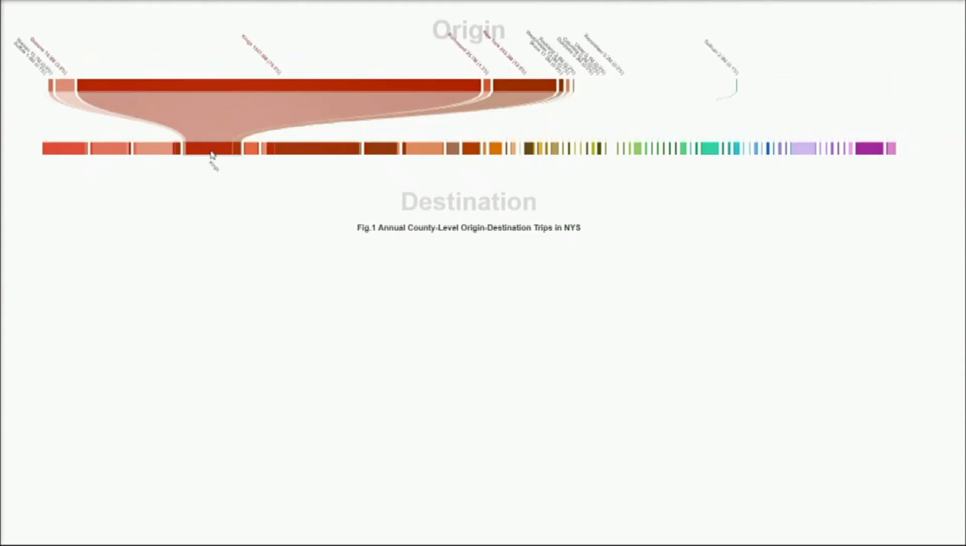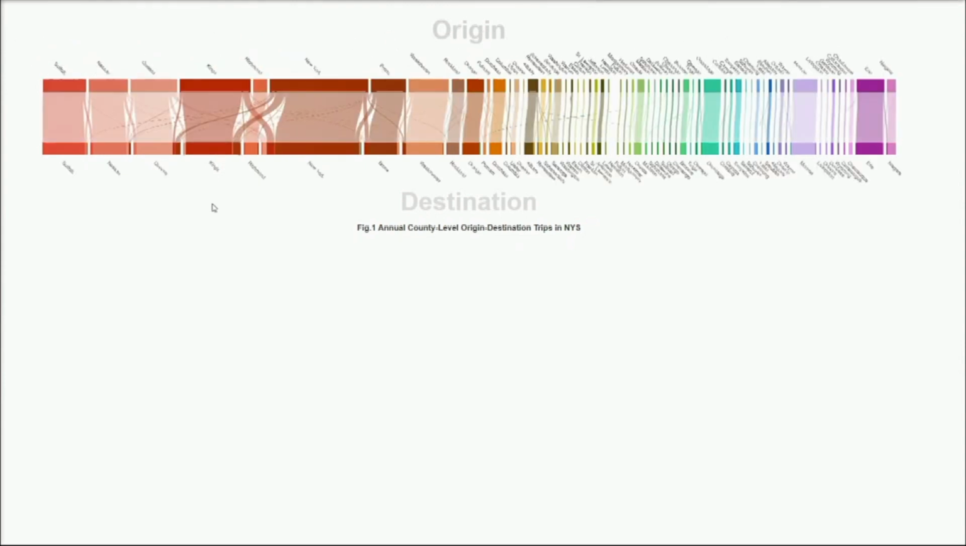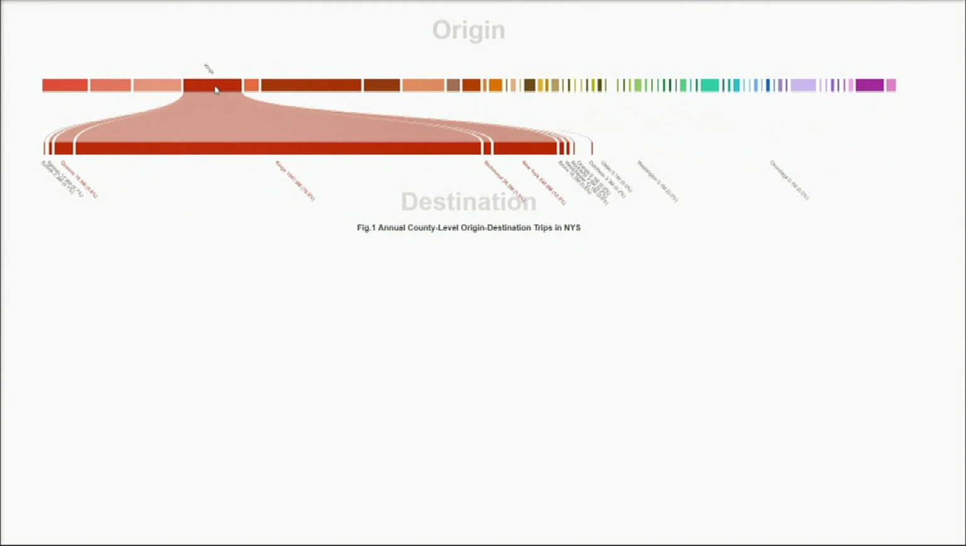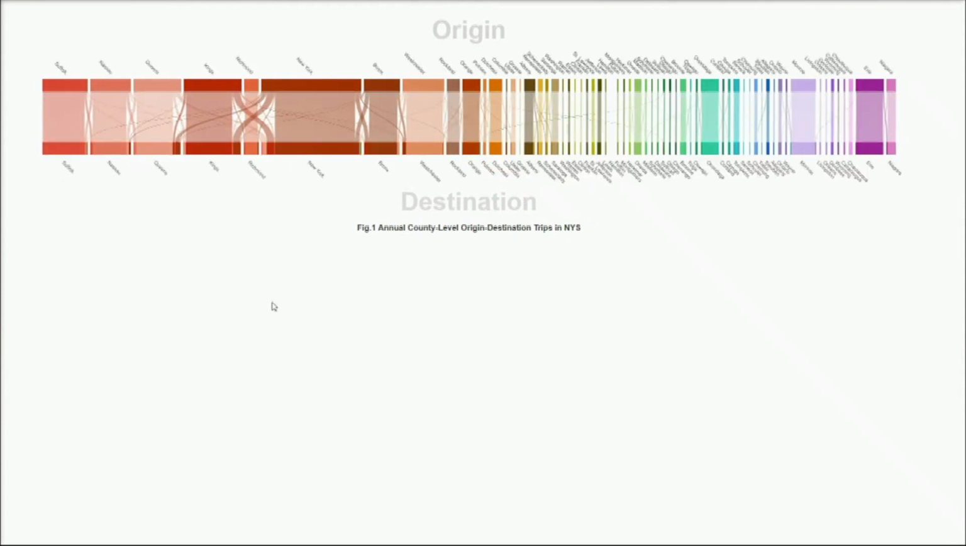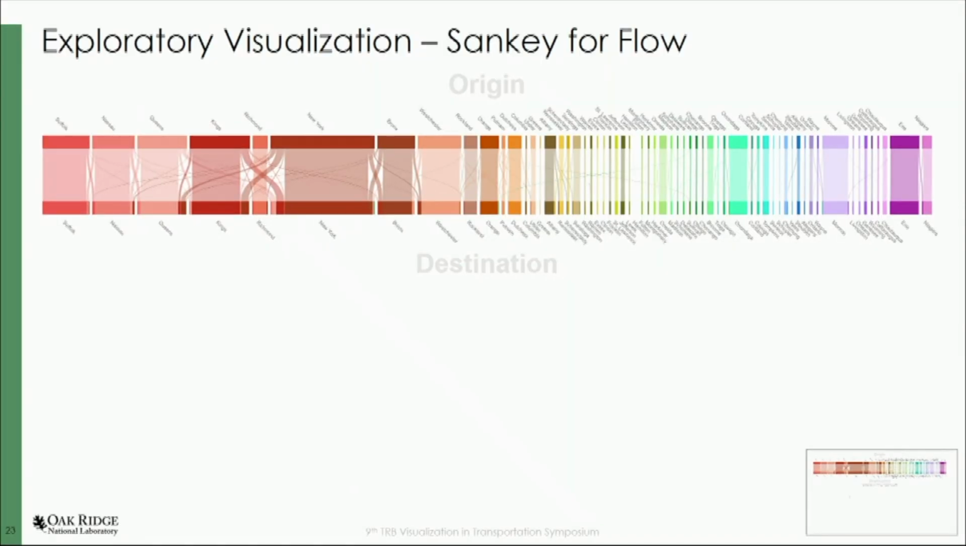So instead of a chord diagram, we can do a Sankey chart like this, and you can be interactive. Whenever you point to a county as the origin, it blows out to the destination areas, so you can see how many trips go to each destination county from this county. With that, I'll conclude my presentation, and sorry I went over a little bit. I guess we'll take questions.